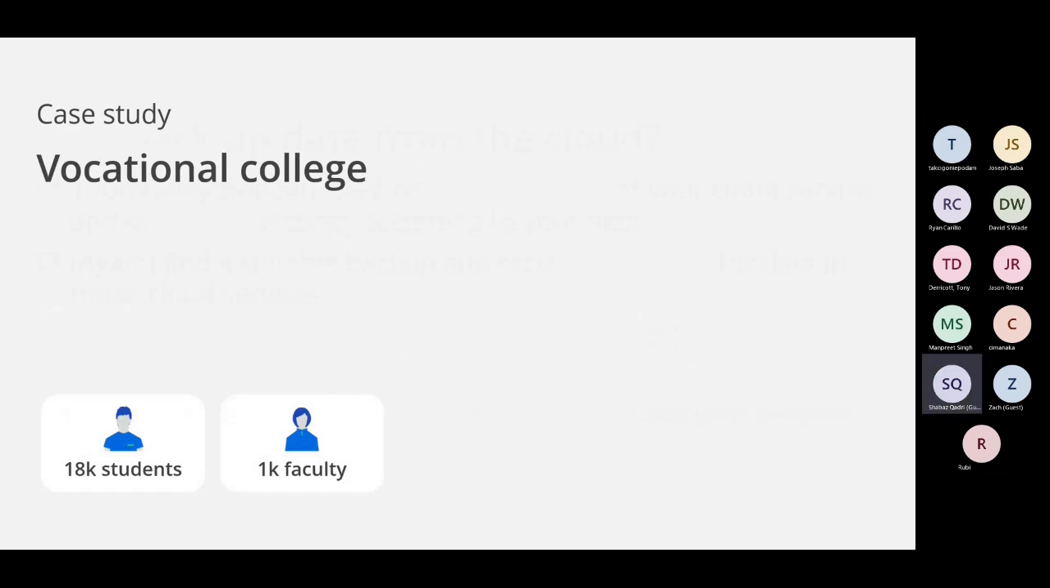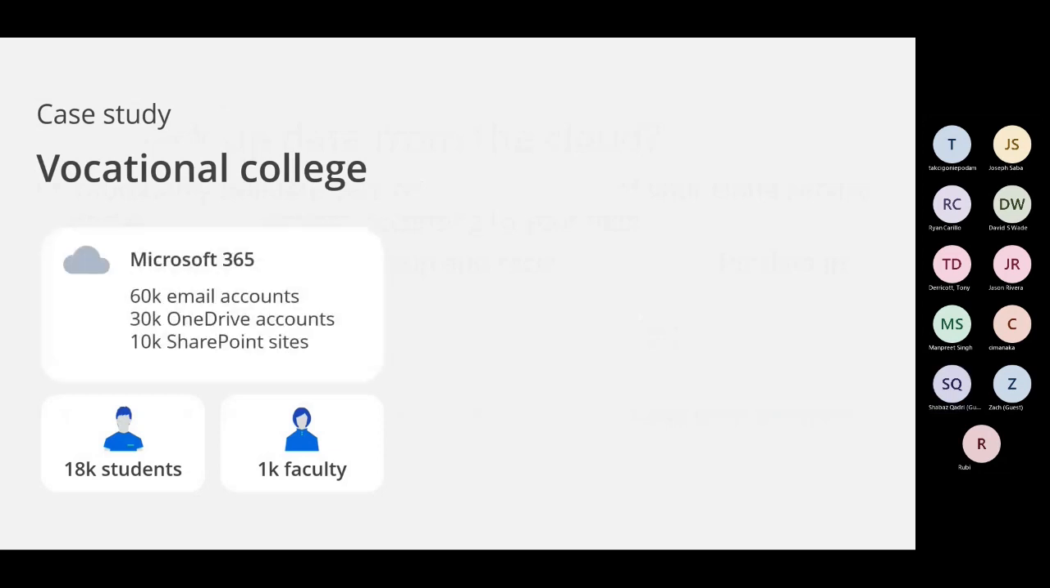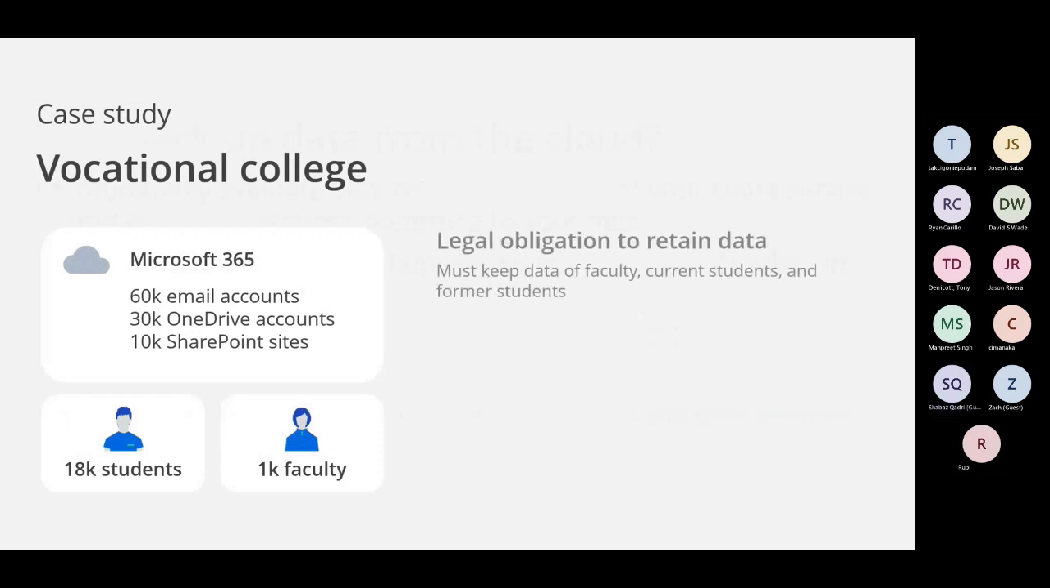Vocational college based in Tampere, Finland. They have approximately 18,000 students and 1,000 staff members. They have over 60,000 email accounts, 30,000 Drive accounts, and 10,000 SharePoint sites in their Microsoft 365 educational environment. The students and faculty use M365 to store important data like student records, faculty files, and other educational content. Now, for this data, they did have a legal obligation that required them to hold on to it for many years.